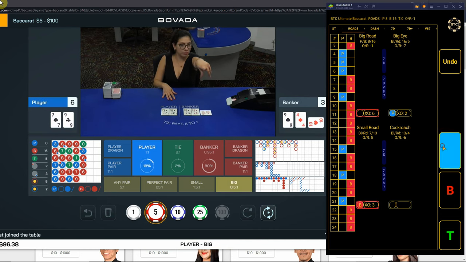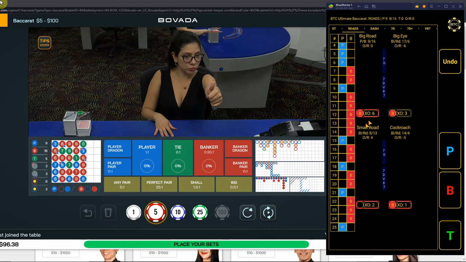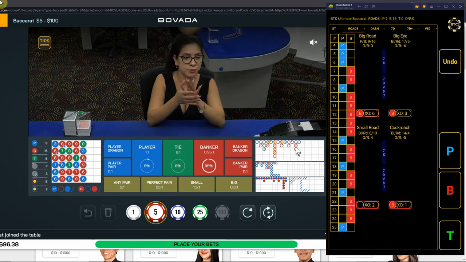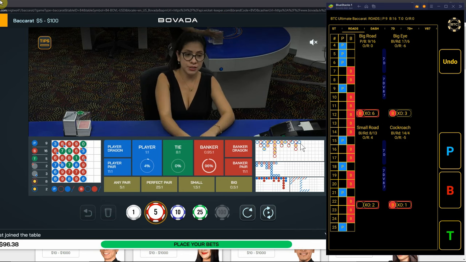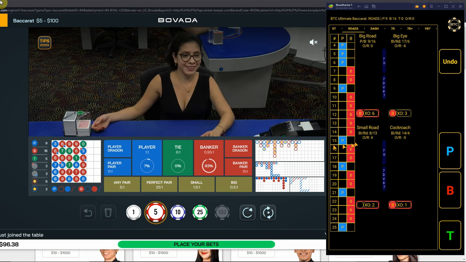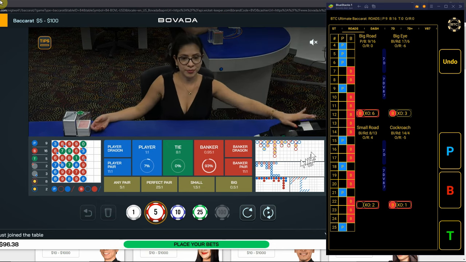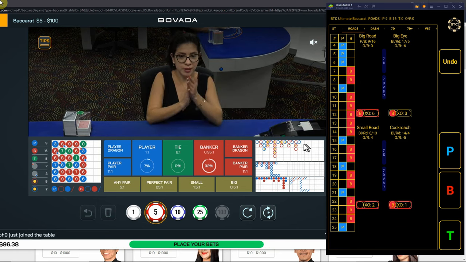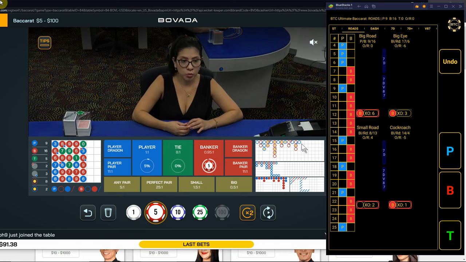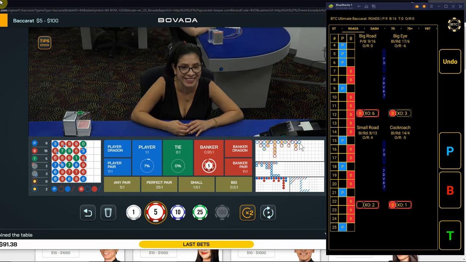Okay, so that went to player. So again, we've got a banker multiple, banker three, and now we're at player, a player unconfirmed one. We don't know if this is a single or a multiple yet, but since XTB opposites are running, we're going to bet for the banker to come to confirm that this is a single player.